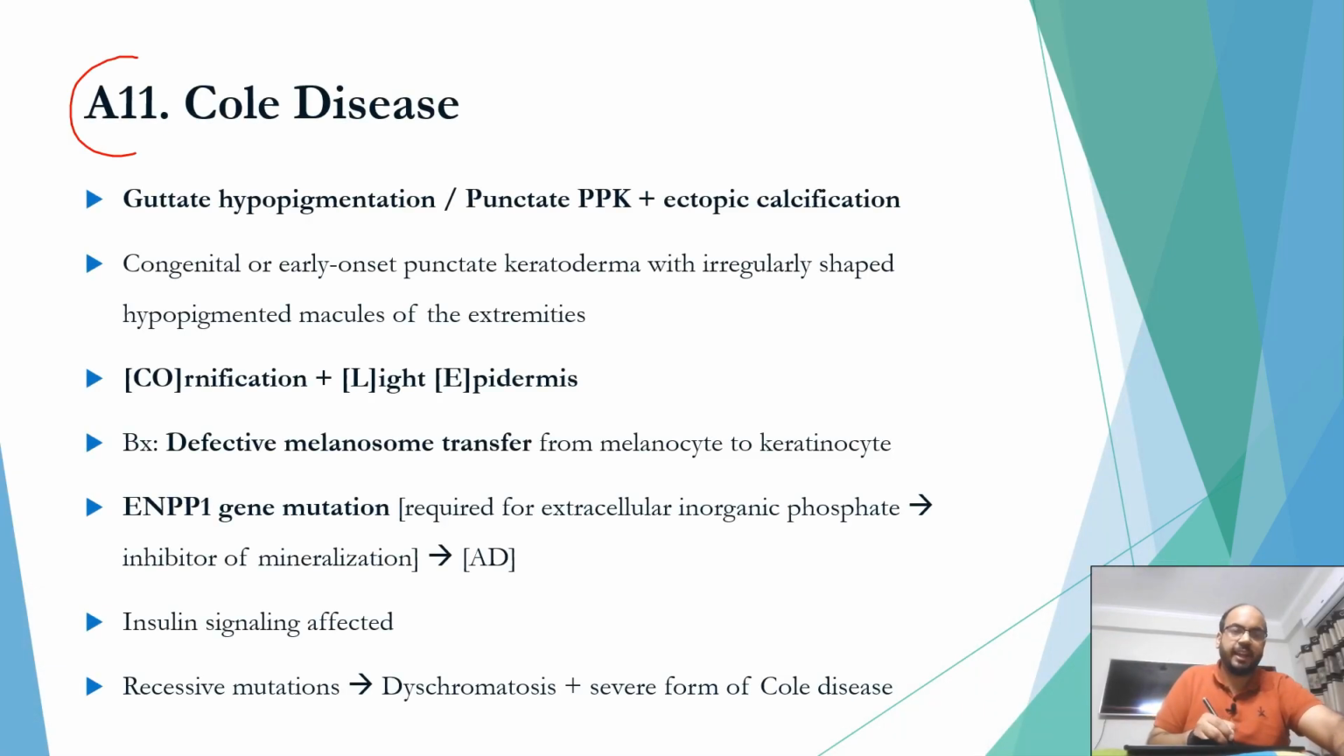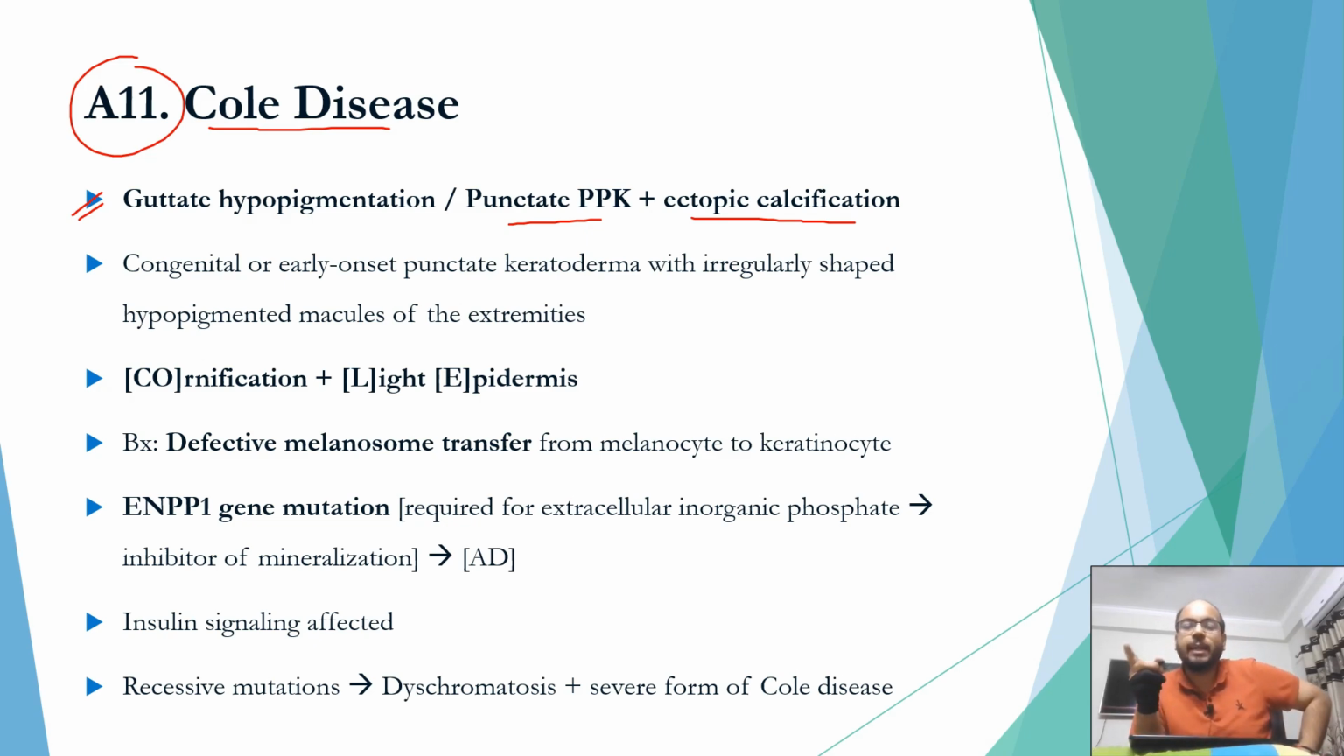The 11th entity, and I know it's getting a lot. This is the 11th disorder we are discussing, but bear with me. If you go through this video properly, slowly at your own pace, and see it multiple times, it becomes so easy to remember non-syndromic PPKs. Now, Cole disease is known as guttate hypopigmentation or punctate PPK with ectopic calcification. Remember that from PPK type 1, we are discussing punctate PPK. So Cole disease is another example of punctate or pinpoint keratoderma.